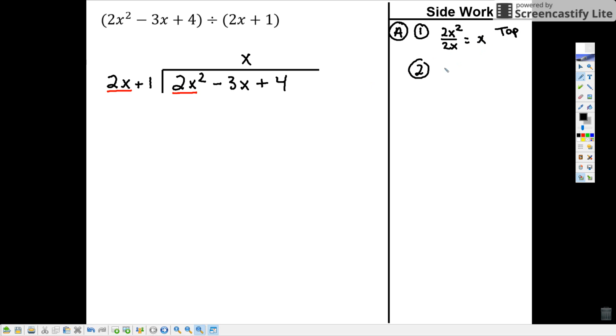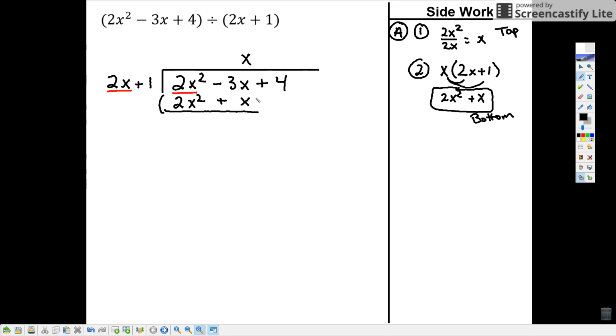Second step is you take that number you put on top, the x, and you multiply it by the divisor. Remember, the divisor is what's on the outside. So in this case, 2x plus 1. And I'm going to go ahead and distribute. So an x times 2x is 2x squared, and x times 1 is a 1x. Now that value that we just got, I'm going to circle it. You're going to put it on the bottom this time. Now the bottom being right underneath like terms. So the 2x squared will go underneath the other x squared term, and the x will go underneath the other term with an x.